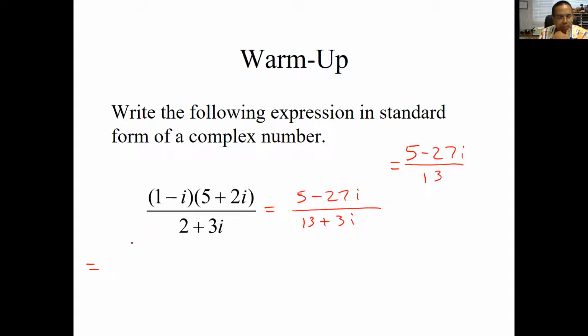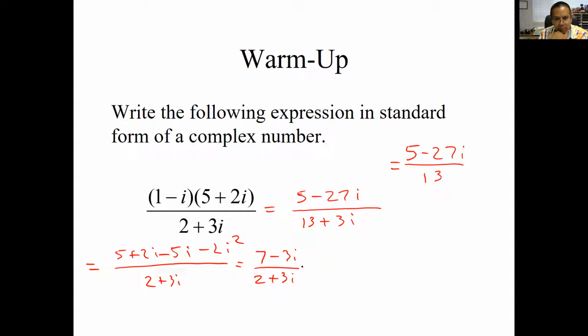All right, so we do 1 times 5, you get 5. 1 times the 2i, you get 2i. This times this, it's minus 5i. This times this, it's minus 2i squared. All over 2 plus 3i. So this is a negative 1, which makes that a plus, which gives us the 7. And 2 minus 5 is minus 3. And then when we're dividing by this, we have to multiply by the conjugate.